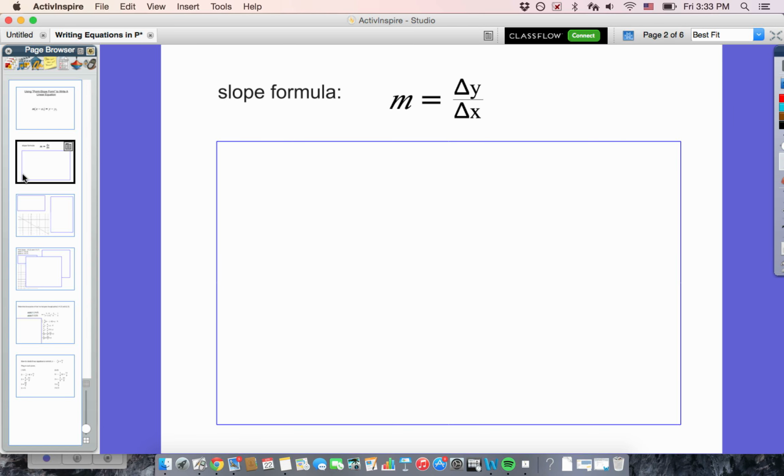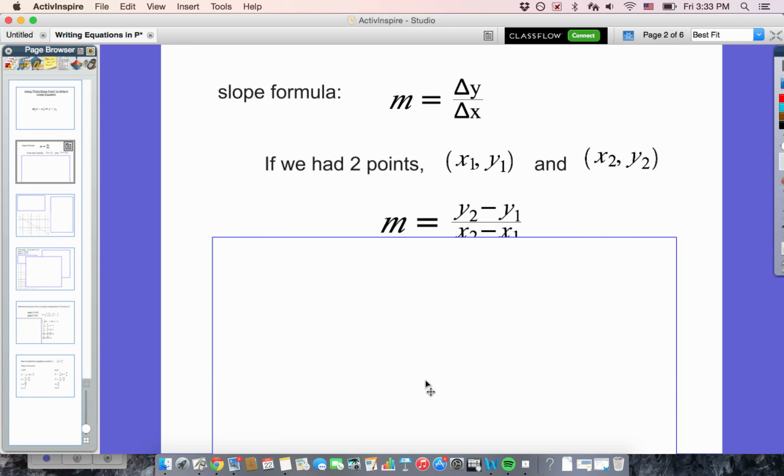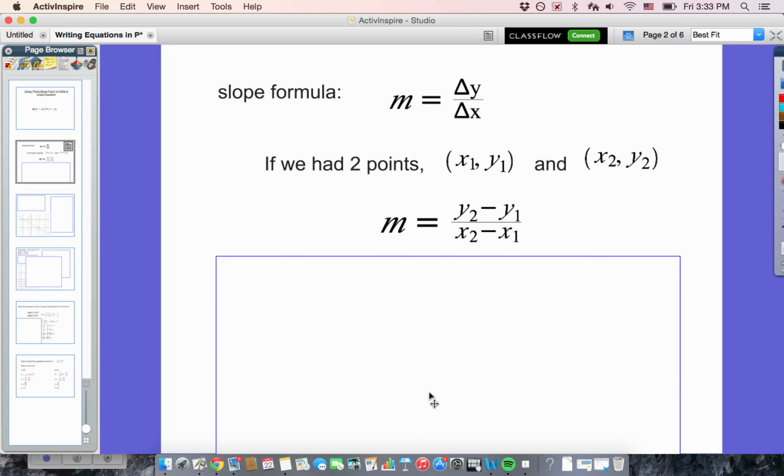If you remember, our slope formula is just the change in y divided by the change in x. If we had 2 points, where our first point was x1, y1, and our second point was x2, y2, then in order to find the change in y, we would subtract the y's, and in order to find the change in x, we would subtract the x's. So that's what our slope formula looks like.